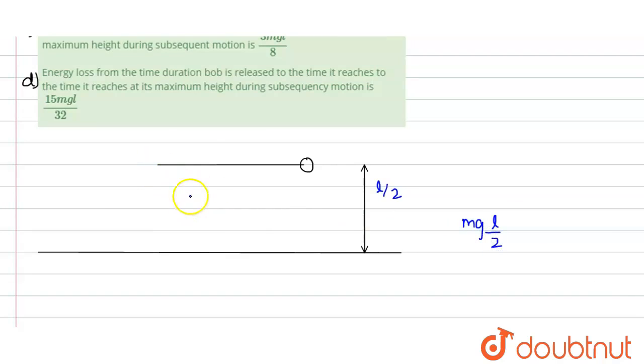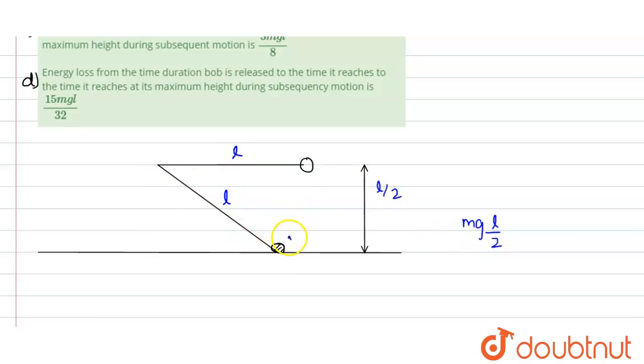So when it comes and hits the floor, from here onward it would be a circular path. It would be hitting here. Why are we saying that it would be hitting here? Because the length is L, but the height is L divided by 2. That means just when it hits the floor, the string would become loose.